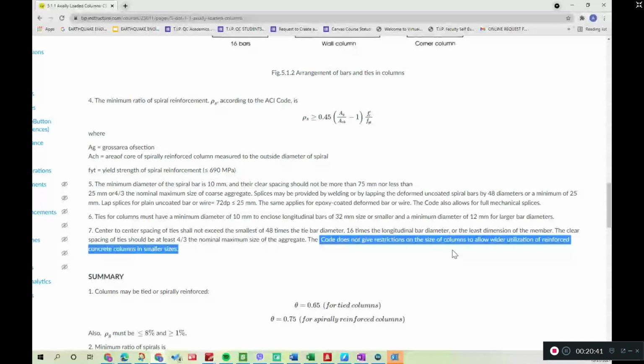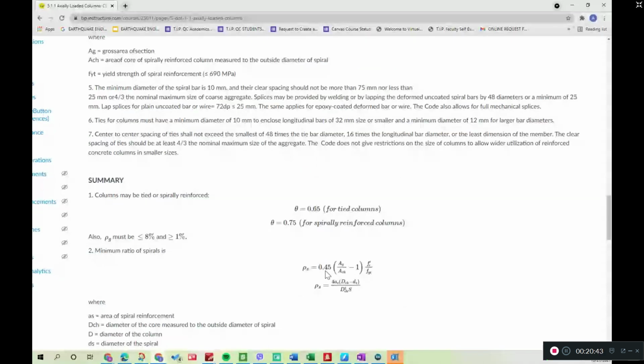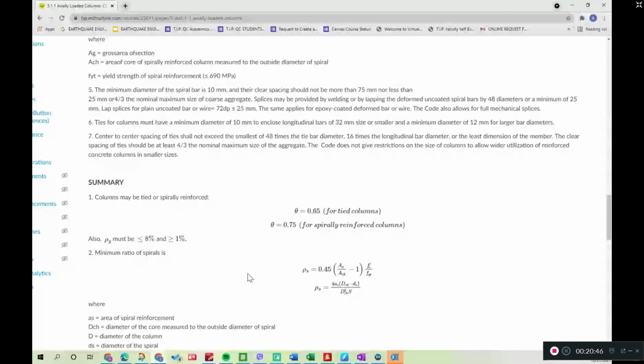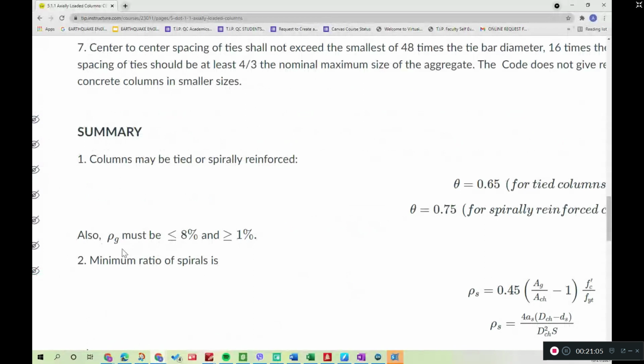So let's summarize it. Columns may be tied or spirally reinforced. Phi is equal to 0.65 for tied columns, and this is actually the phi for spirally reinforced columns. Then rho g must be less than 8%, and of course must be greater than 1%.